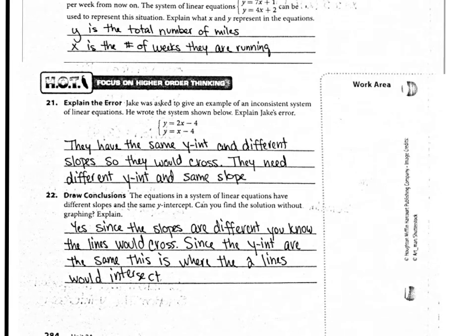21, he says it's inconsistent, which would mean no solution, but it is consistent because it's different slopes. It doesn't matter about the y-intercept, it matters about the slope to have solutions. And on 22, could you find the solutions without graphing? Well, different slopes, the same y-intercept. You know that the lines cross at that same y-intercept, which would be your solution.